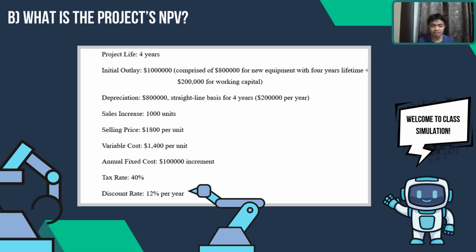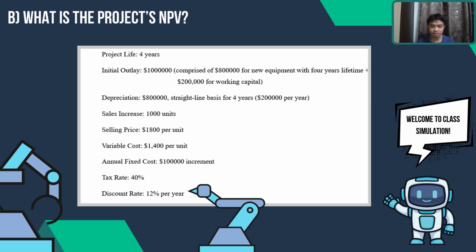Today I'm going to present question 13b. The question is, what is the project's NPV, the project's net present value? From the information given, the project life is 4 years, and the initial outlay, or investment, is 1 million, comprised of 800,000 for new equipment with a 4 years lifetime, plus 200,000 for working capital.